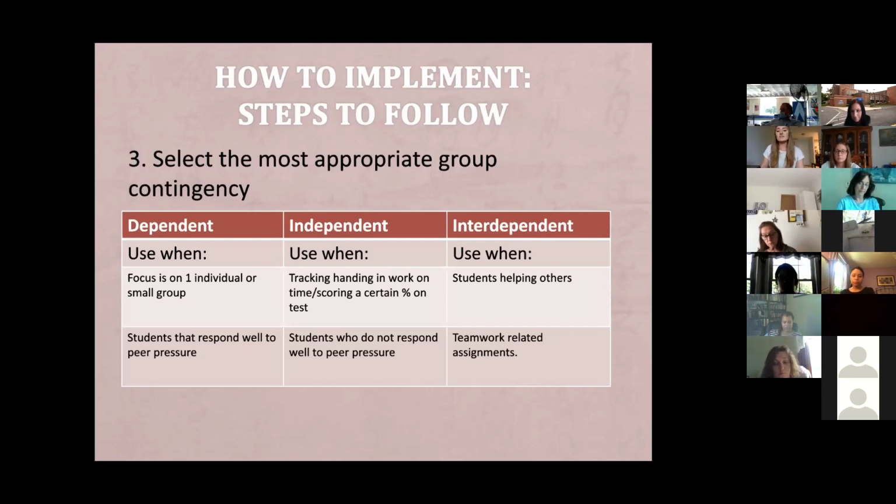In addition, this contingency is really good for students who don't respond well to peer pressure or peer attention. Because if you have a student who the fate of iPad time rests on his shoulders, but that causes him a lot of anxiety or causes this student to turn inward and shut down a little bit, dependent is not the answer for that student. Independent is, because they don't have to worry about earning the reward for the rest of their class. They just have to focus on earning the reward for themselves. And so in that case, an independent group contingency would be better.